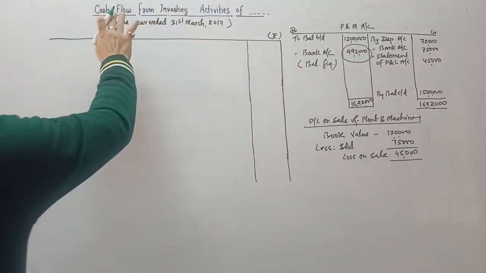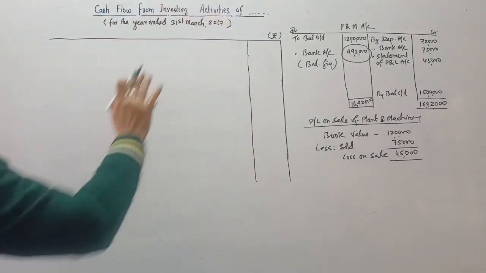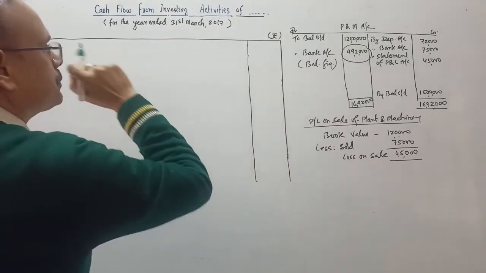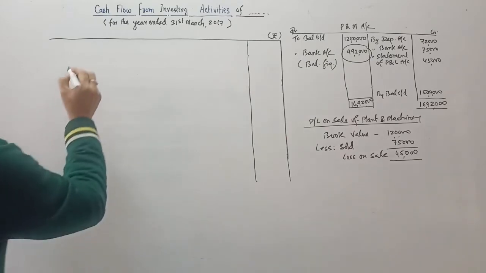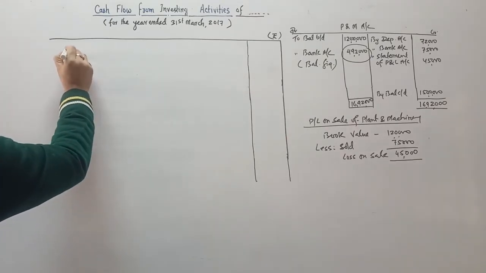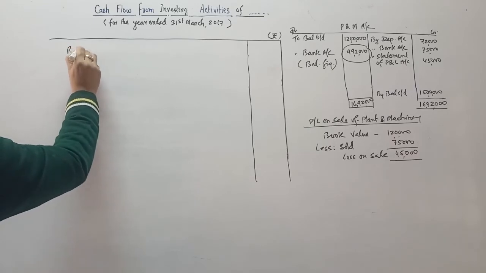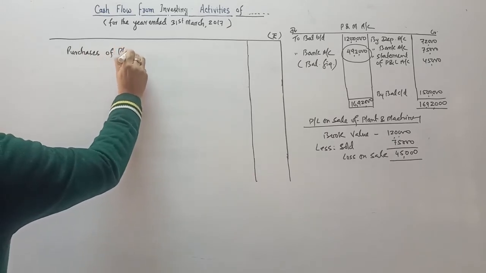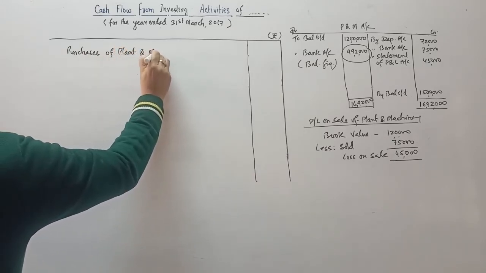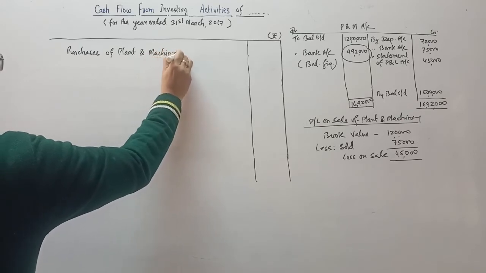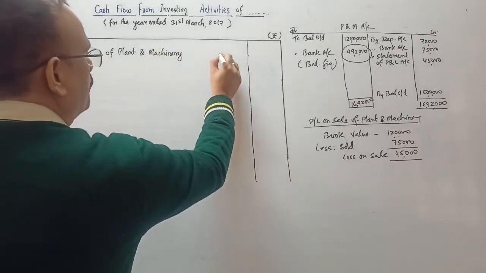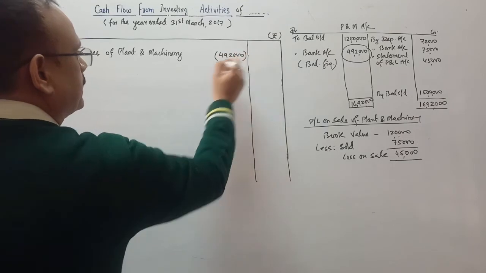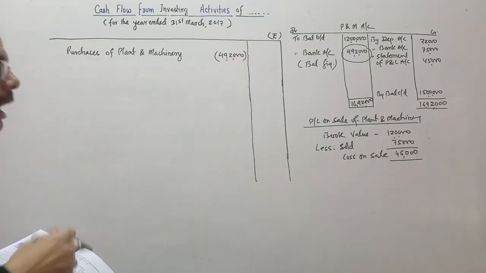So here, cash flow from investing activities. The name of the firm is not given, so I have put a dash, for the year ended 31st March 2017. Purchase of plant and machinery is 4,92,000. This is an outflow of cash. When we purchase it, it's an outflow.